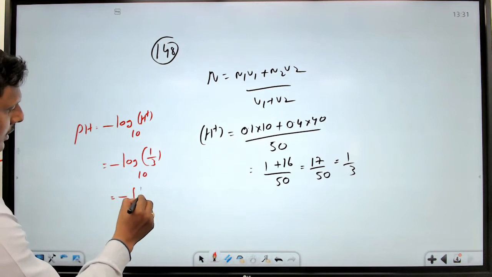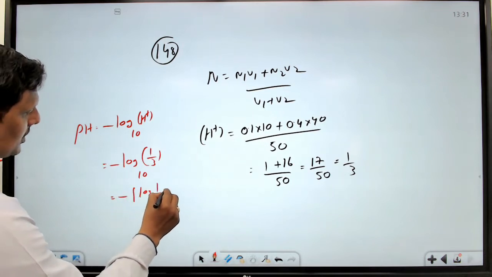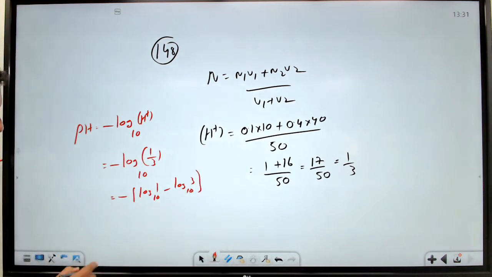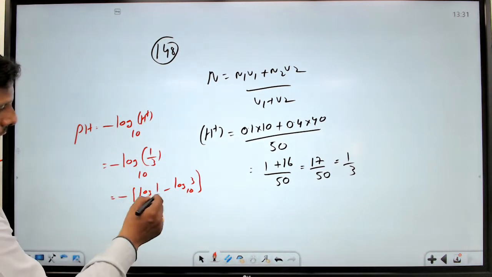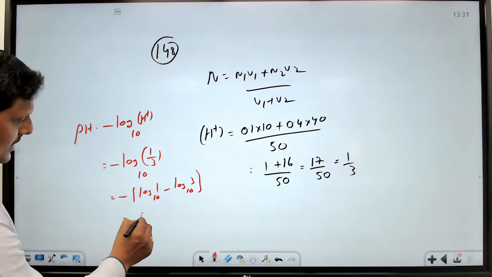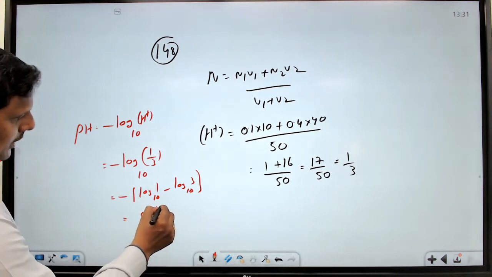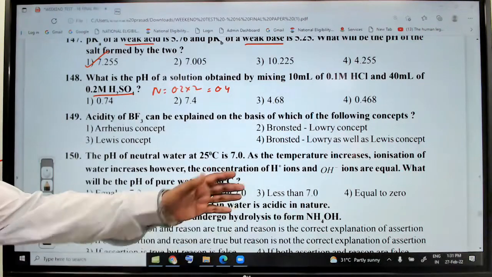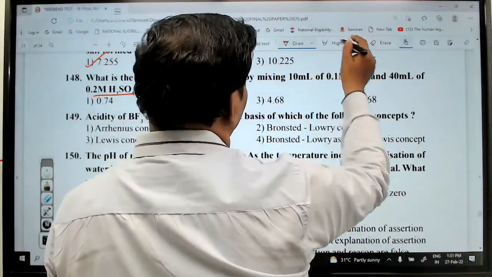Nothing but log 1 to the base 10 minus log 3 to the base 10. Log 1 base 10 is equal to 0, so this becomes 0 minus log 3 with a negative sign, which is equal to plus 0.48, approximately.